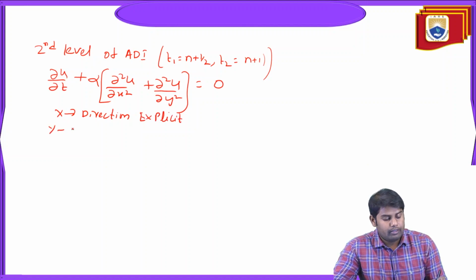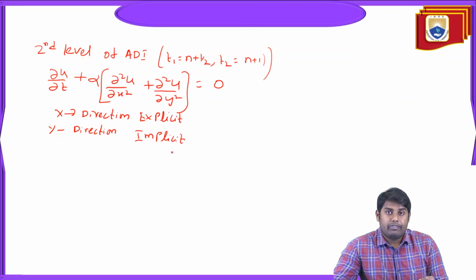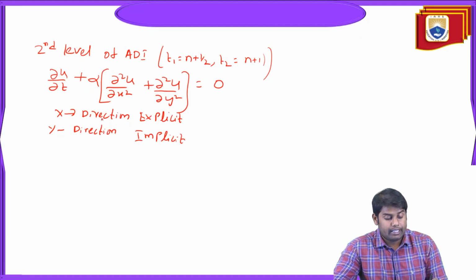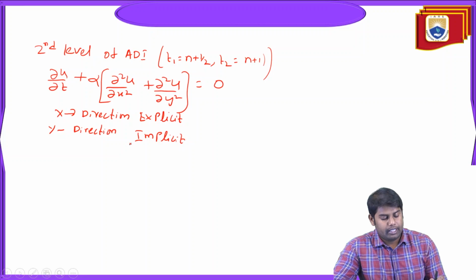So the y direction will be implicit. Okay. So in the previous first level, what we have done? The first level was the vice versa. So basically, x direction is implicit, and y direction is explicit. Now here x direction is explicit, y direction is implicit. So let us see clearly.